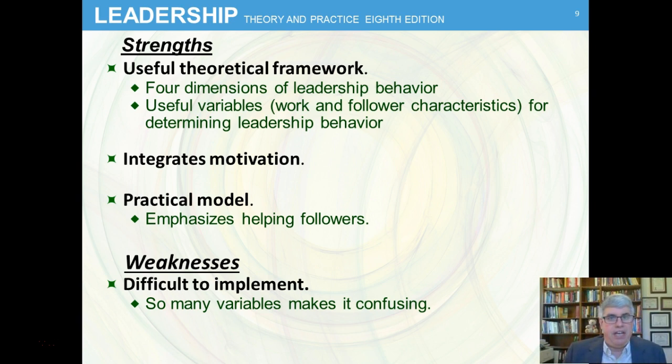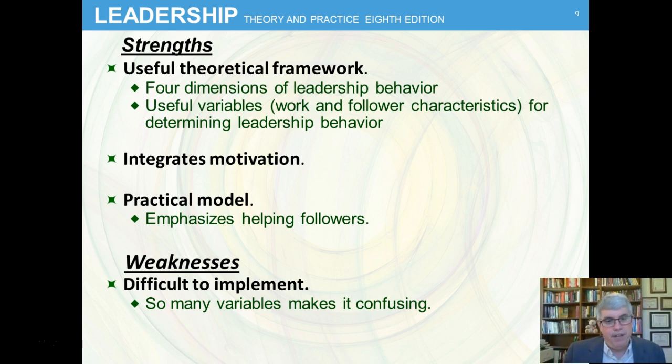Second strength is that it recognizes the importance of motivation, because motivating people to work is so important. A lot of people know how to do the work, but they just aren't motivated to do it very well or very efficiently. And it's a practical model because it emphasizes helping the followers, giving them what they need to accomplish what the goal is.